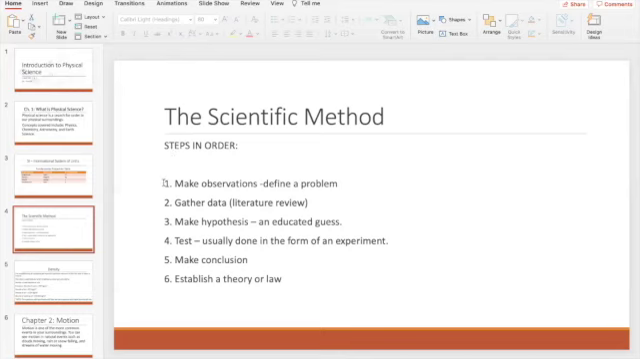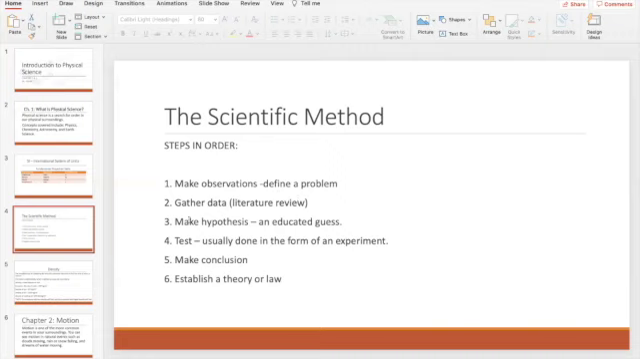All right, so the first step in the scientific method is to make observations. So this is just you observing the environment, seeing a problem that you're trying to solve. So you define the problem. And second, you're going to gather data about that problem. You need to make sure, and we do this during a literature review, that the problem hasn't already been solved, because you don't want to do something that has already been done. Okay, that is a waste of time. So you want to do something new.